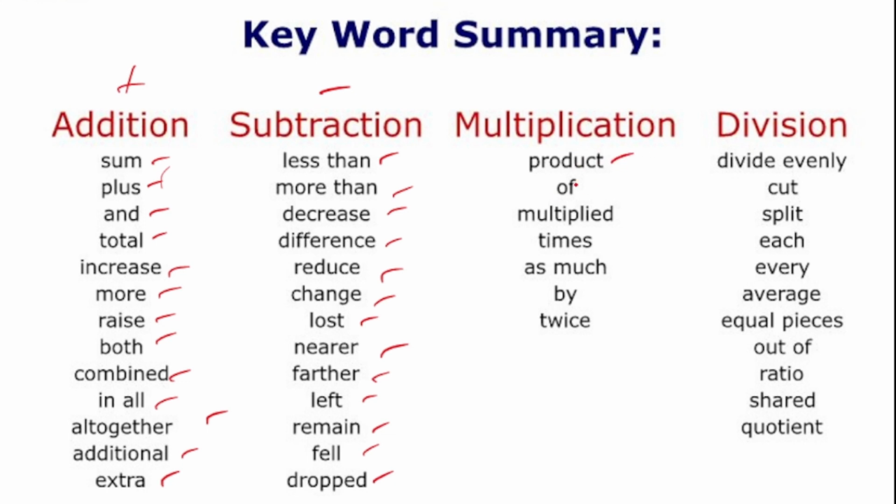How about multiplication? The product of, multiplied, times as much, by, is also, and twice become multiplication, but this is a combination, it also becomes an equal sign. How about for division? Divide evenly, cut, split, each, every, average, equal pieces, out of, ratio, shared, quotient. So that is for our division. I hope these keywords will help you also in formulating your equation in solving the word problem. So that would be all, and see you in our next video.